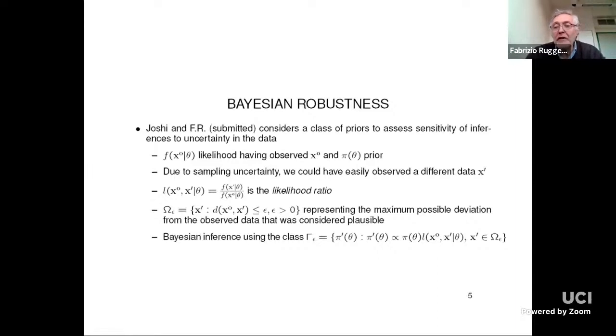So we could have observed different data in this case. So what we do is try to consider a class of priors, moving from this uncertainty in the data to a class of priors, after having performed the usual Bayesian analysis. We consider some hypothetical data, which could be closer to the observed one. We take the likelihood ratio between these two densities, and then we build a class of priors which is proportional to the initial prior times the likelihood ratio. So you can see there are a lot of other alternatives to the one that you have been proposing.